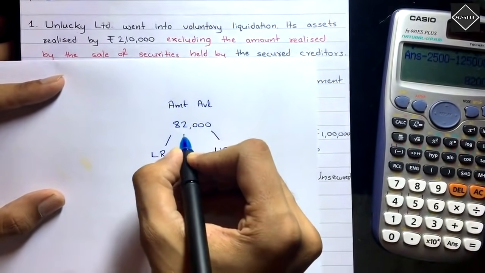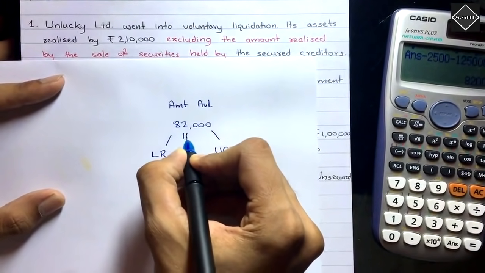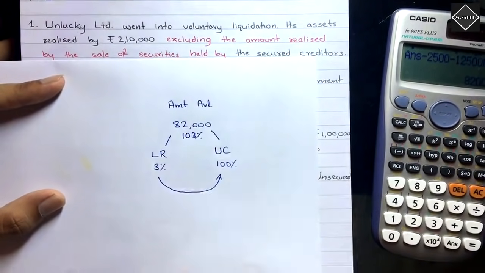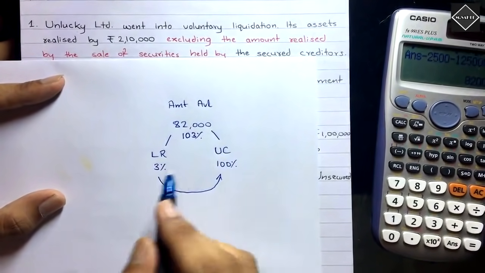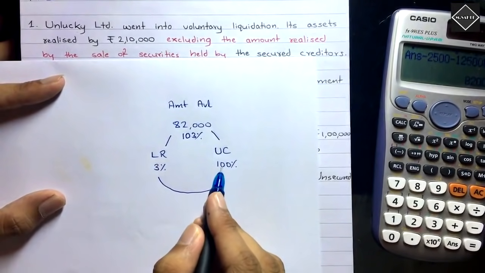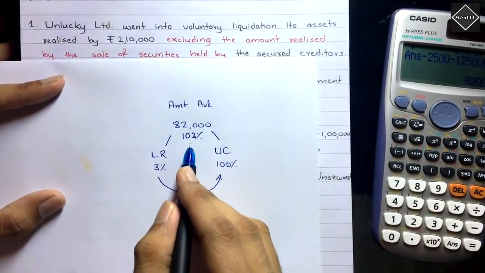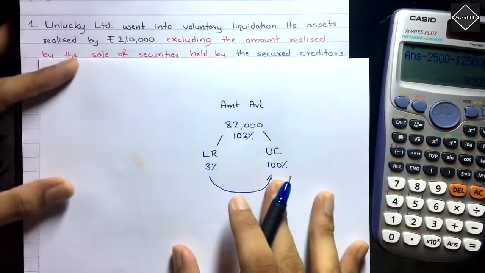So in total this 82,000 comprises 103%. This 82,000 includes LR as well as UC. LR is 3%, UC is 100%, so in total this is 103%. To do the calculation, it's very simple.